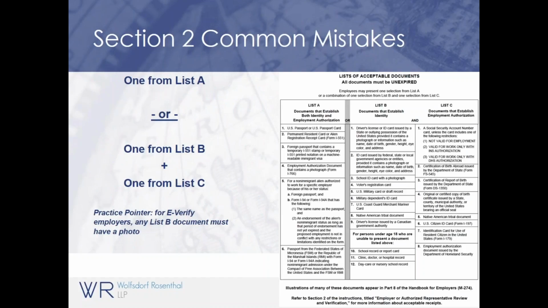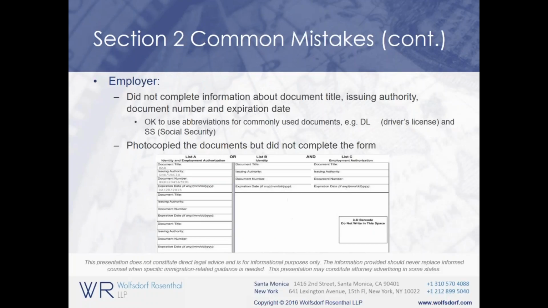Section 2, so common mistakes here. This is in terms of the list of acceptable documents. You as the employer would have to provide the employee with a list of what documentation they can provide. You can't insist on them giving you a List A document. They have the choice of either giving one from List A or one from List B and one from List C. For E-Verify employers, any List B document must have a photo to be accepted.